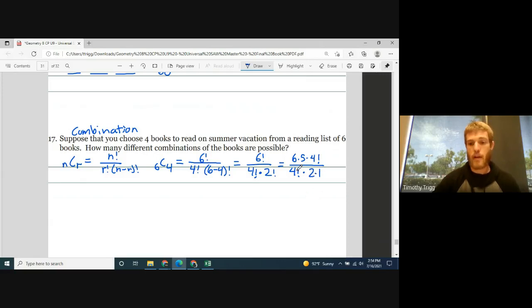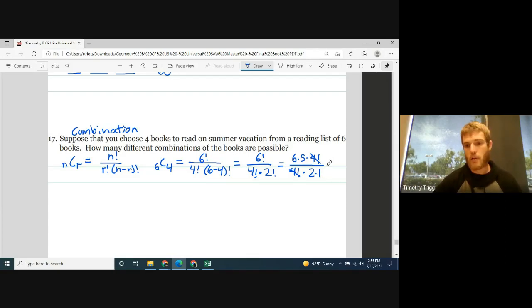So notice I have a 4 factorial on top of this fraction and a 4 factorial on the bottom. These can cancel. Simplifies my calculations by quite a bit. But if you're not comfortable figuring out what cancels or how to do that, you could always just write it all out, multiply it out, 6 times 5 times 4 all the way down, and do the same on the bottom. 4 times 3 times 2 times 1 times 2 times 1, and then just divide, right?